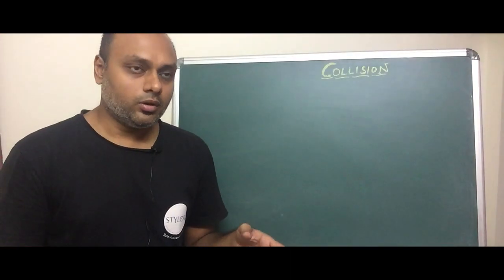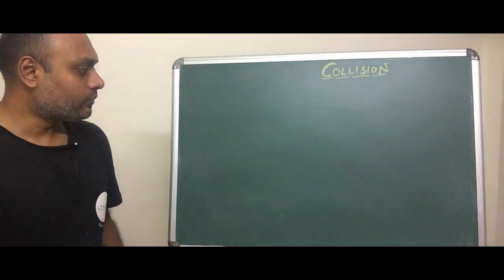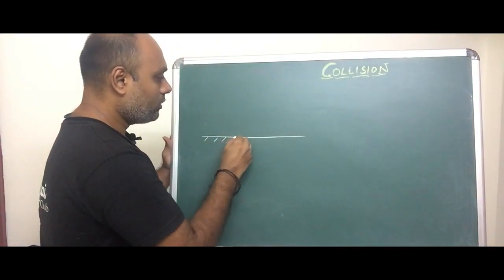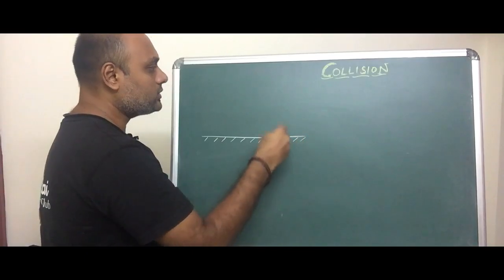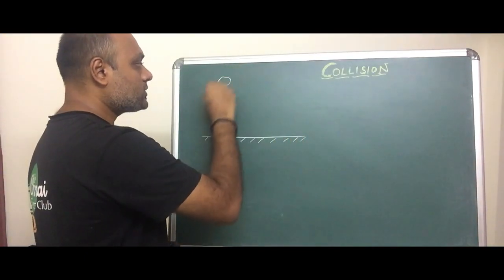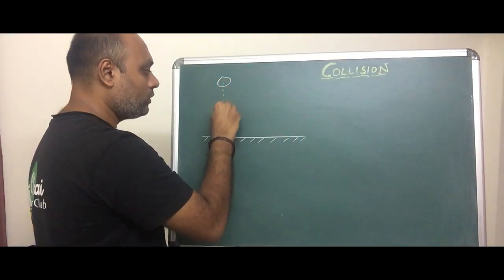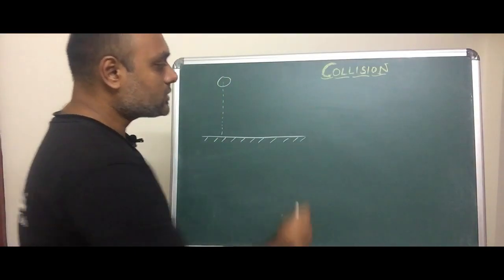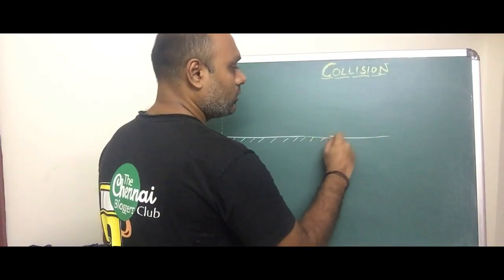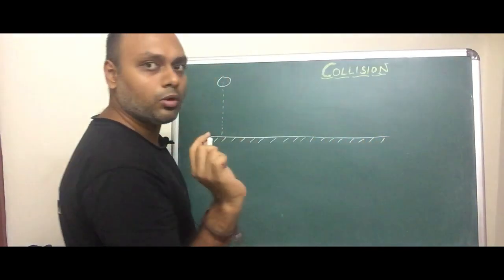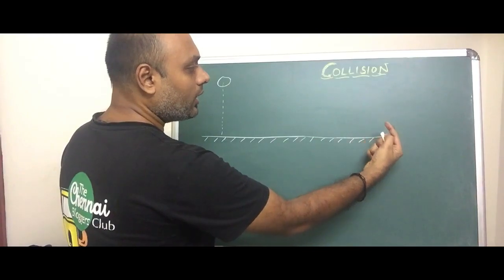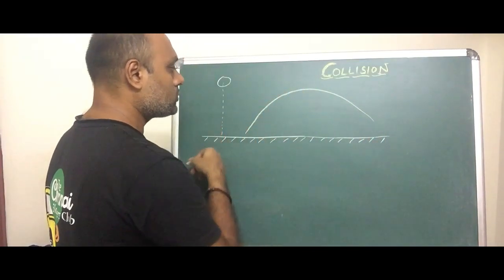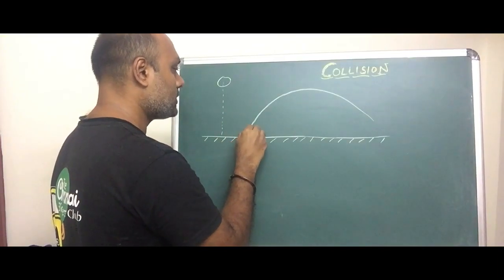Alright, so now consider a situation like this. This is a floor that I am representing, the ground. In one case, you take a ball and you just drop it so that it comes and collides with the floor. That is situation 1. In another case, assume that a person has thrown the ball, and say that ball travels along this path and then comes and collides over here. So this is another example.